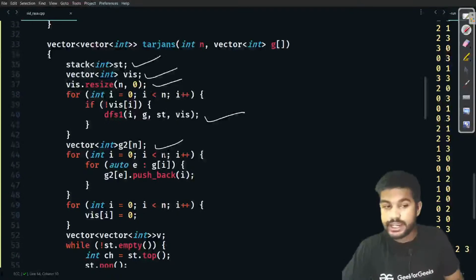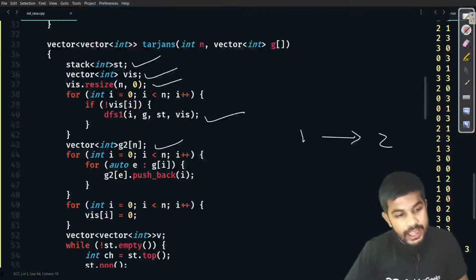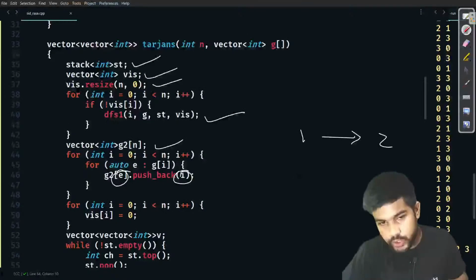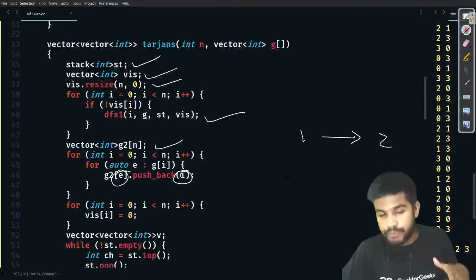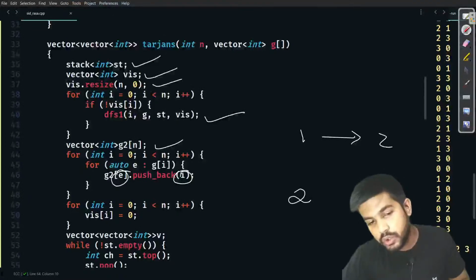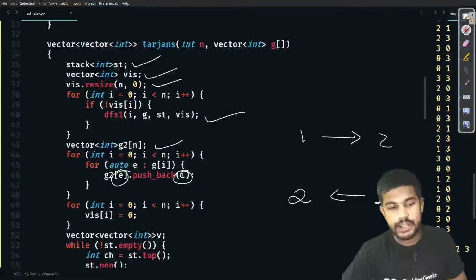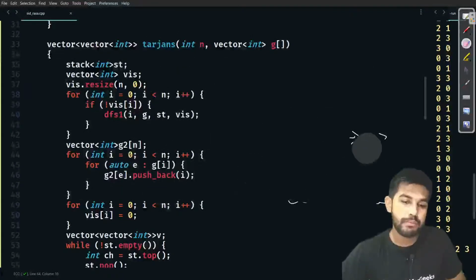How are we pushing it? Suppose 1 is linked to 2 itself. So what we are doing at this point is e dot push i itself. Now what we would do, we would initialize a different array of vectors. Then we would be pushing 2 marked with 1. That is what I am doing here itself. Good to go. Now I would be moving forward.